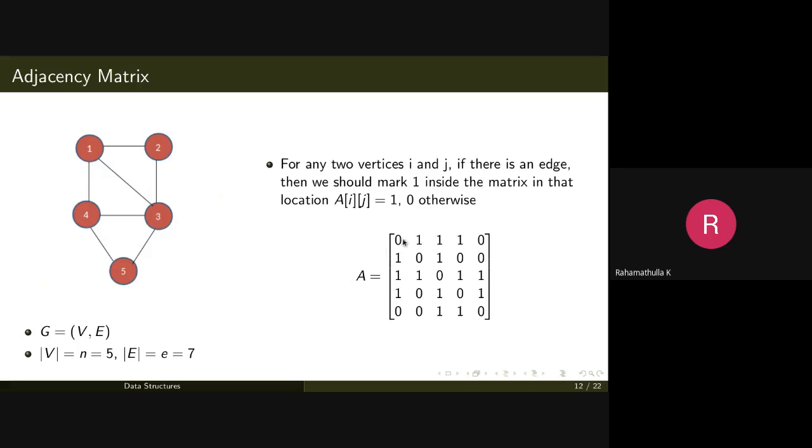In this matrix, you can see that the diagonal elements are zeros, which means that there are no self loops in the graph. If there is a self loop, then only these entries will be 1, otherwise it will be 0. The diagonal entries correspond to A of 1 1, A of 2 2, A of 3 3, A of 4 4, A of 5 5. So it represents the edge between 1 to 1, edge between 2 to 2, etc.